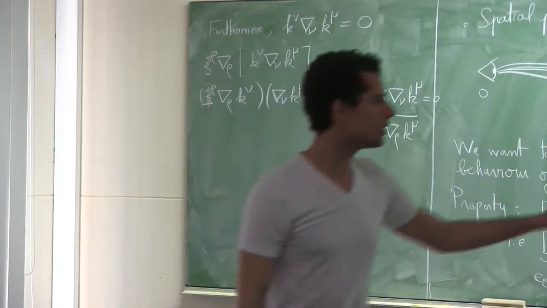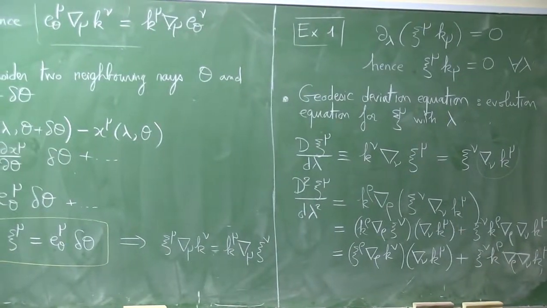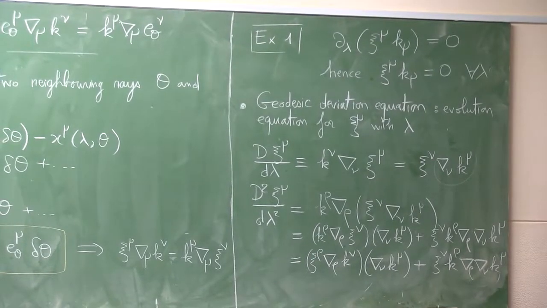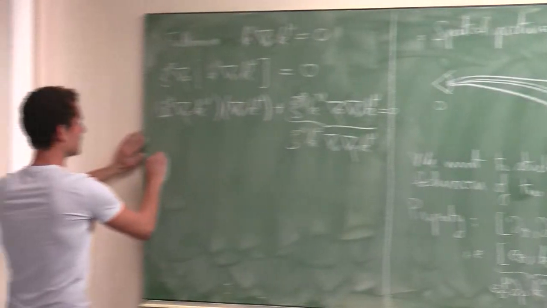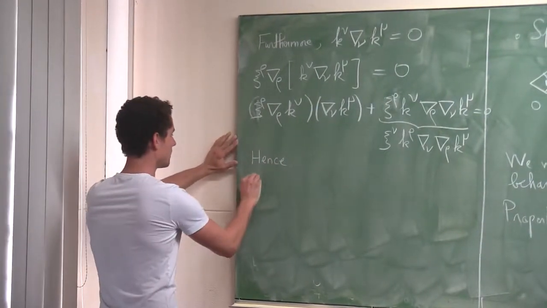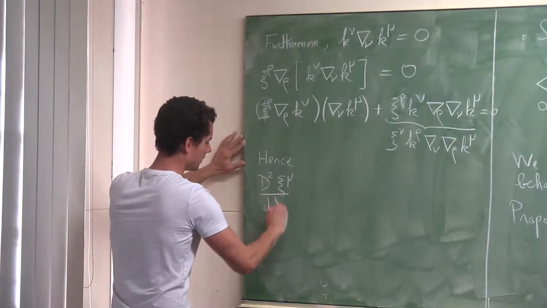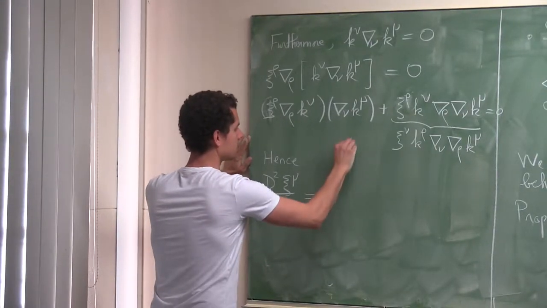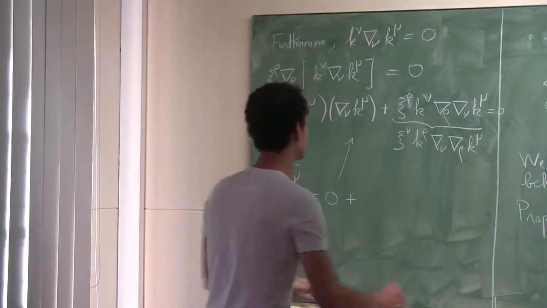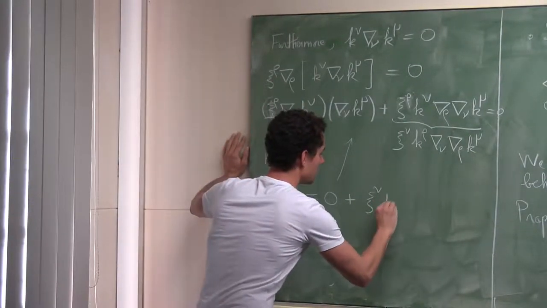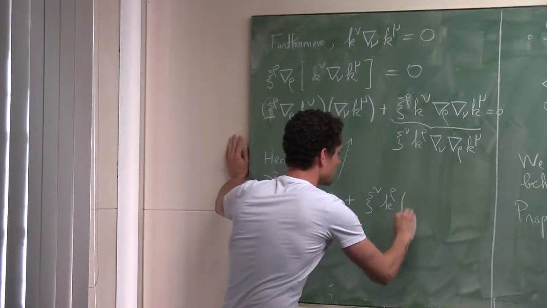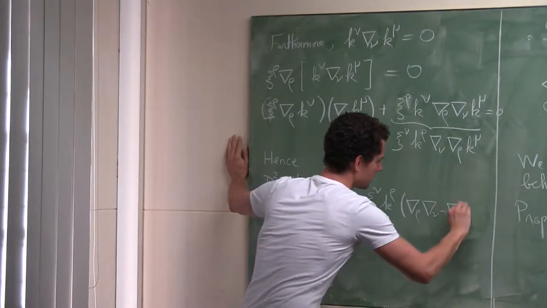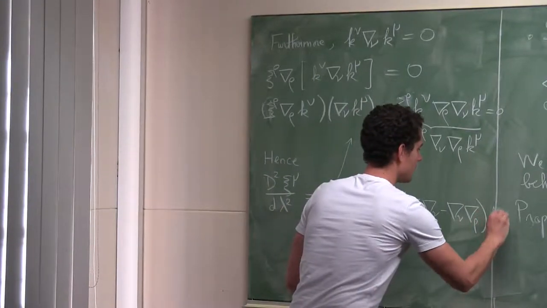So yeah, you see that the only difference between those two equations is the order of the indices in the covariant derivatives. So in other words, the only difference between those two quantities is a curvature term that I can introduce right now. So I take again this quantity, I say this quantity is that which is zero plus the difference. So the second derivative of psi with respect to lambda is zero plus the difference, which is psi nu k rho times the commutator of nabla rho and nabla nu acting on k mu.